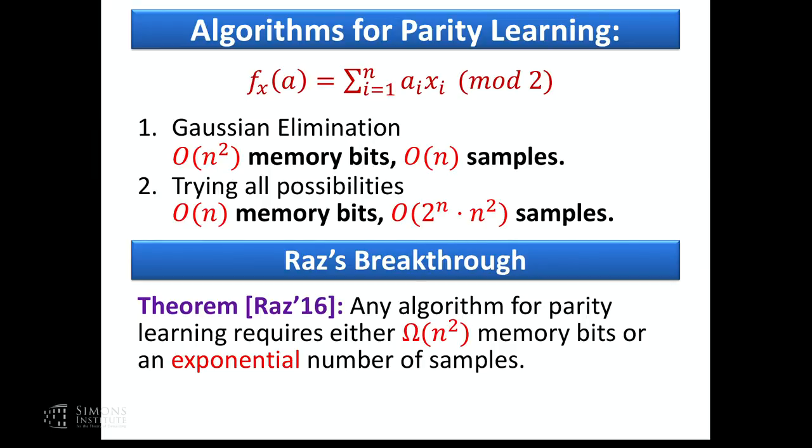Raz's breakthrough shows that if your algorithm uses less than n squared memory bits, then it requires an exponential number of samples. What does this theorem tell us? You have these two algorithms, and there's nothing more than that. Exponential is 2 to the omega of n, and it even works when the amount of memory bits is smaller than n squared over 10. So it's a pretty good constant. We don't know exactly what the right constant is. We know that you can do it in n squared over 4 memory bits.